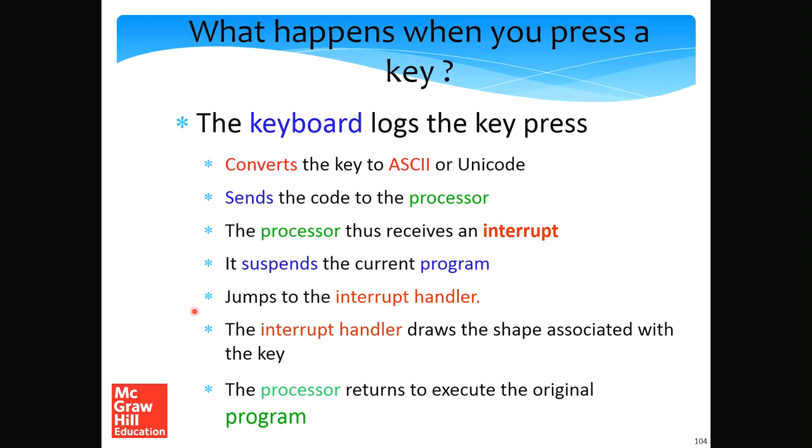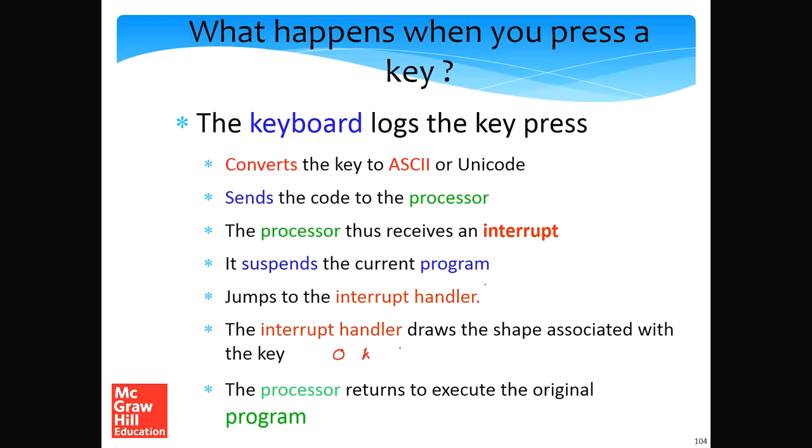If I press a key, then the key comes on the screen. The interrupt handler's job is to either do it itself or invoke another program, but essentially draw the shape associated with the key on the screen. For example, if we click the O button, then an O is drawn on the screen. If I press K, then a K is drawn.